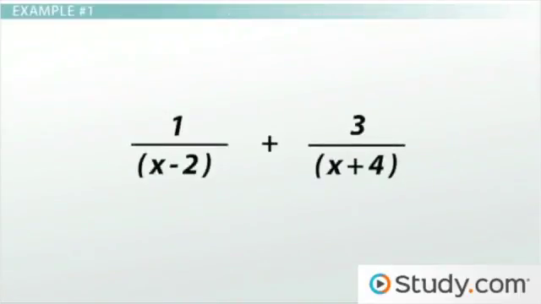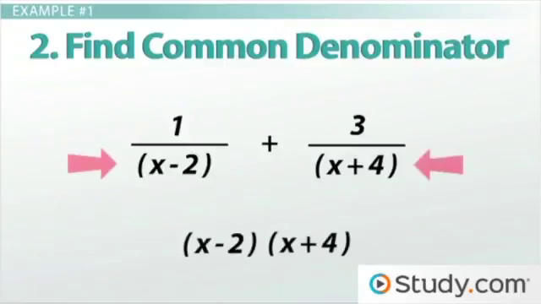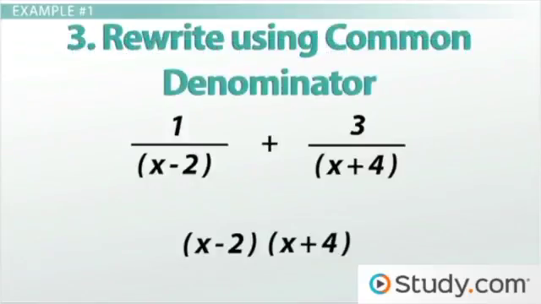Our first expression is 1 divided by x minus 2, plus 3 divided by x plus 4. First step is to factor. Since we don't have anything to factor, let's move to the next step, writing down our denominators, x minus 2 and x plus 4. This will be our common denominator, x minus 2 times x plus 4.